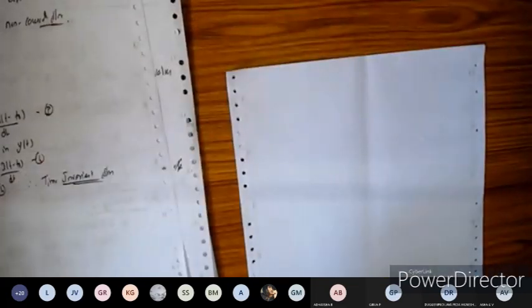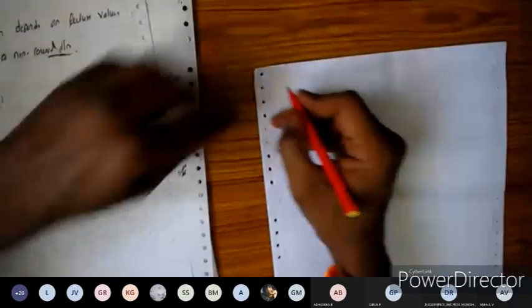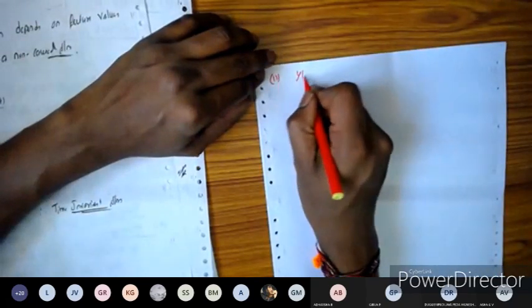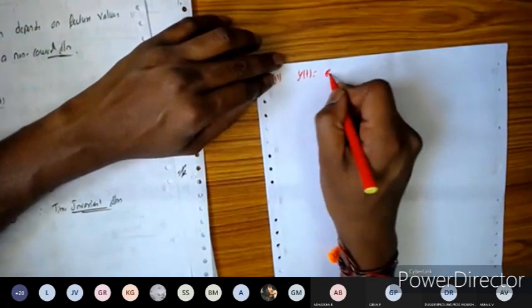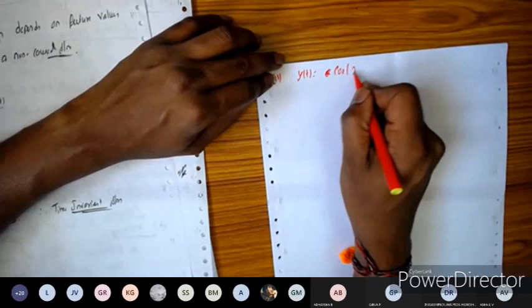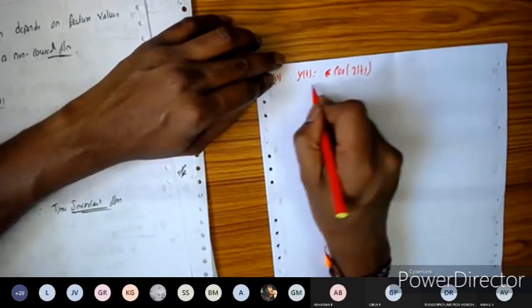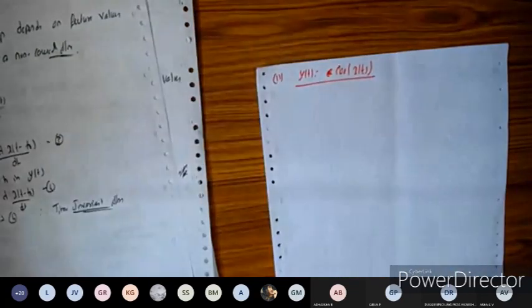So I'll take the next problem. Take problem number 11: y of t is equal to cos x of t.